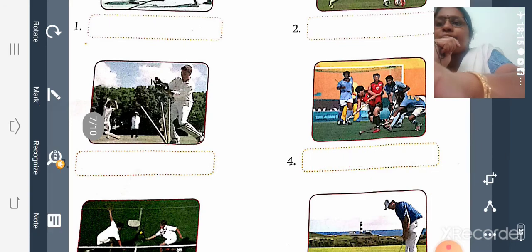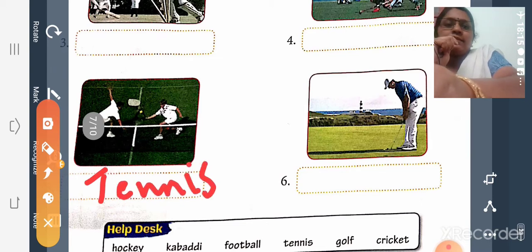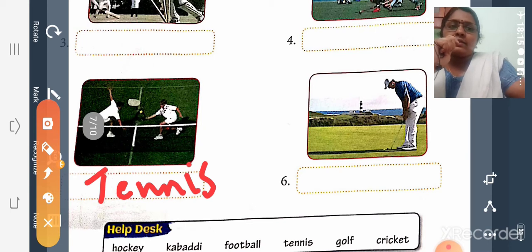Next one, tennis, T-E-N-N-I-S. Tennis is a racket sport that can be played individually against a single opponent, or between two teams of two players each, singles and doubles. Each player uses a tennis racket to strike a rubber ball into the opponent's court, and the player who is unable to return the ball does not gain a point. That is tennis, singles and doubles, played using a racket.